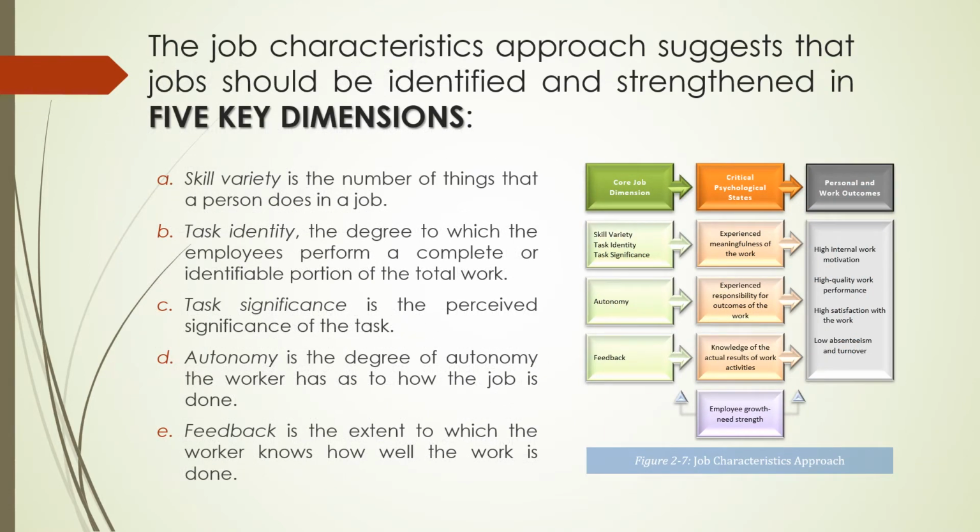The job characteristics approach suggests that jobs should be identified and strengthened in 5 key dimensions. Skill variety is the number of things that a person does in a job. Task identity, the degree to which the employees perform a complete or identifiable portion of the total work. Task significance is the perceived significance of the task. Autonomy is the degree of autonomy the worker has as to how the job is done. Feedback is the extent to which the worker knows how well the work is done.